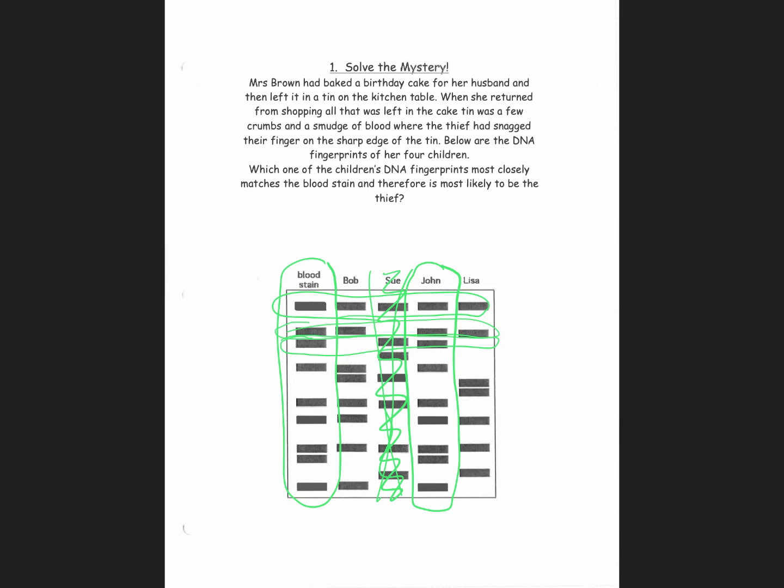If you look at some of the other ones, John matches up perfectly with the rest of it too. So you're looking at the sample and at which ones line up best with that. That's what you are doing for the DNA mysteries.